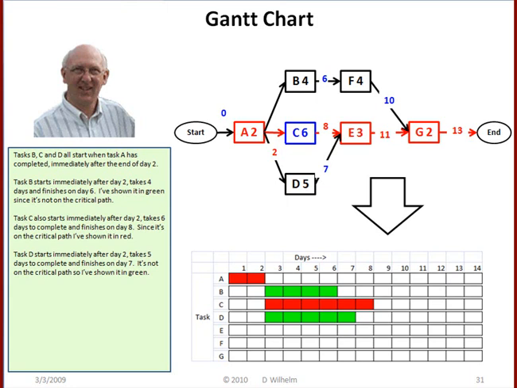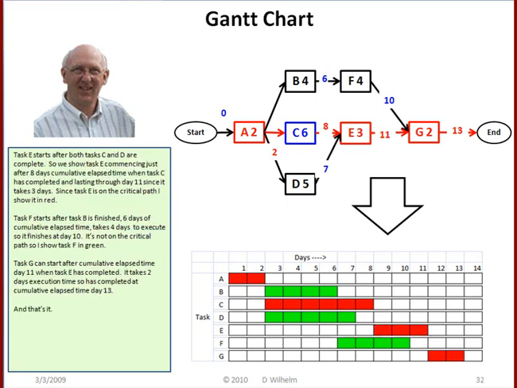Task C also starts immediately after day 2, takes 6 days to complete, and finishes on day 8. Since it's on the critical path, I've shown it in red. Task D starts immediately after day 2, takes 5 days to complete, and finishes on day 7. It's not on the critical path, so I've shown this one in green also.